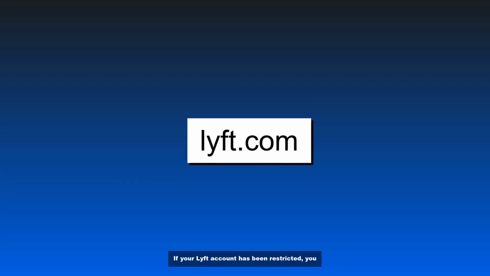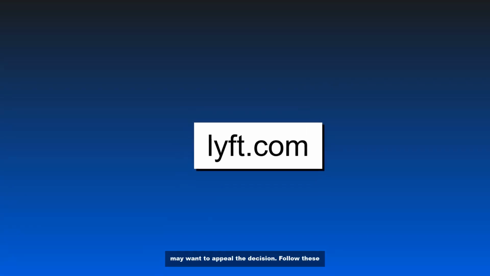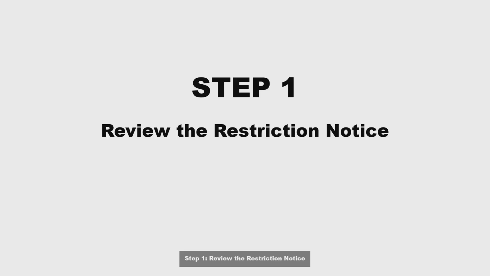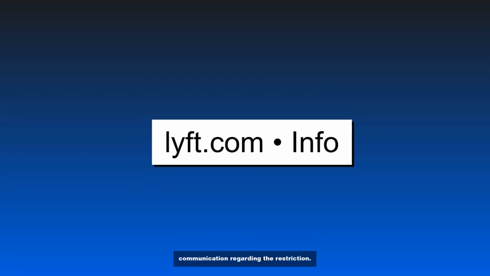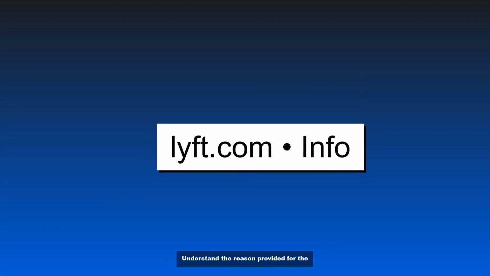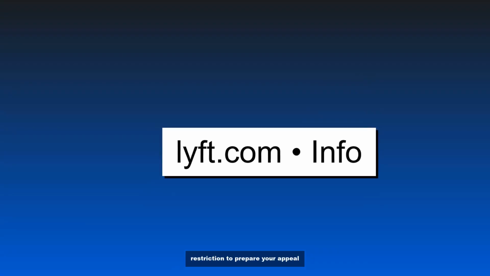If your Lyft account has been restricted, you may want to appeal the decision. Follow these steps to navigate the appeal process effectively. Step 1. Review the restriction notice. Check your email or the Lyft app for any communication regarding the restriction. Understand the reason provided for the restriction to prepare your appeal accordingly.